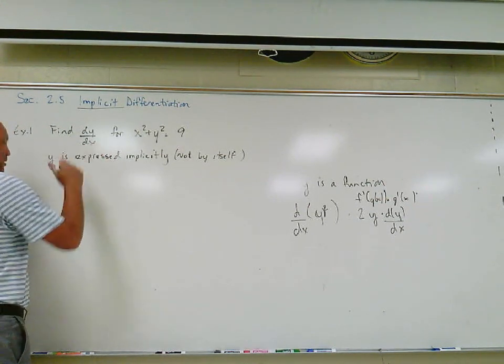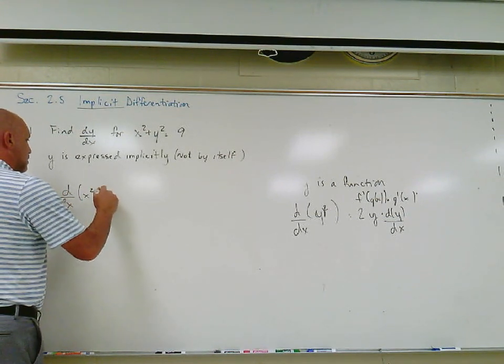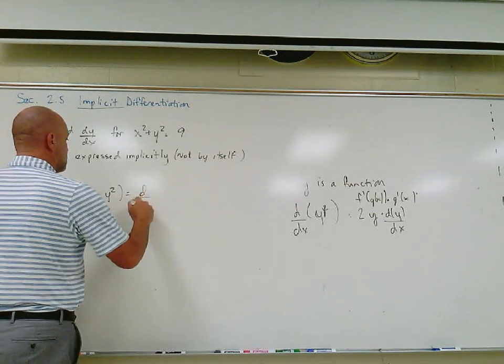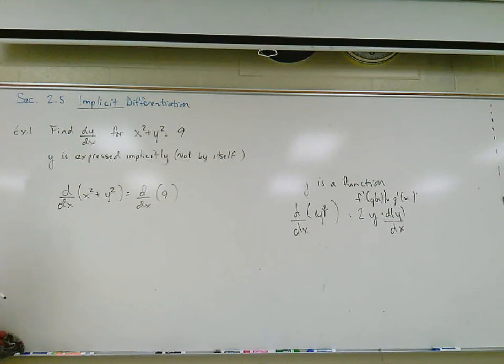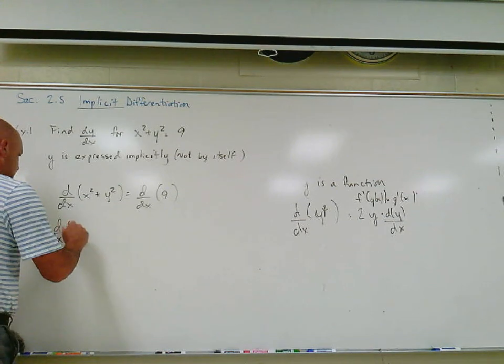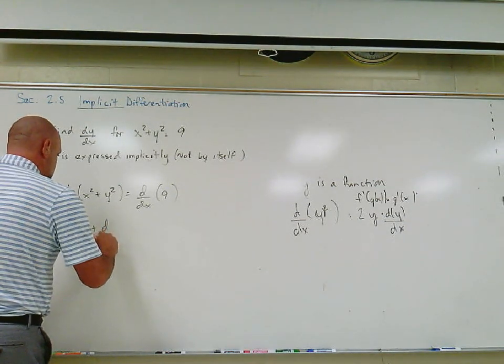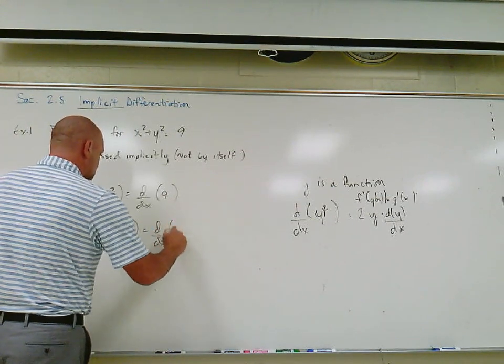Notice it's with respect to x. So I'm going to take the derivative with respect to x of the left, and the derivative with respect to x of the right. That's the operation that I'm using because it says find the derivative, find dy over dx. And on the left, since this is a plus, I can go ahead and take the derivative of each one. So I'm going to do derivative with respect to x of x squared plus derivative with respect to x of y squared equals derivative with respect to x of 9.